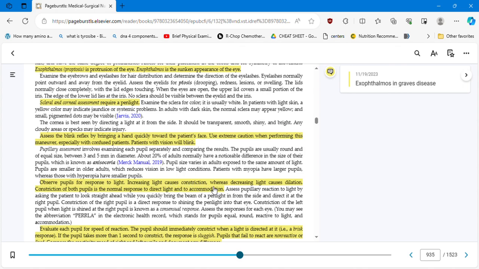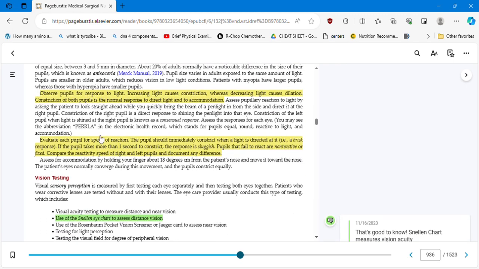Increasing light causes constriction, whereas decreasing light causes dilation. Constriction of both pupils is the normal response to direct light and accommodation. This is true. Evaluate each pupil for speed and reaction. The pupil should immediately constrict when a light is directed. If it takes more than 1 second to constrict, the response is sluggish. Pupils that fail to react are not reactive, or fixed. Compare the reactivity speed of right and left pupils and document any difference. And the constriction must be bilateral. Both eyes must constrict at the same time, right?